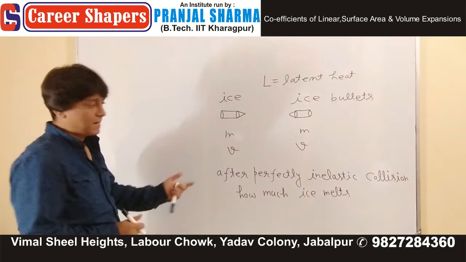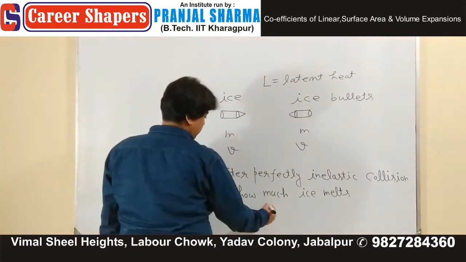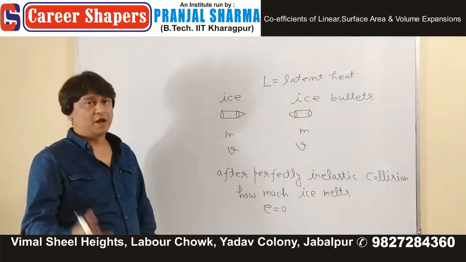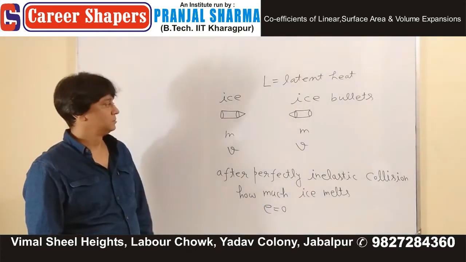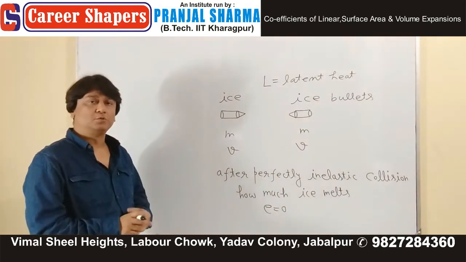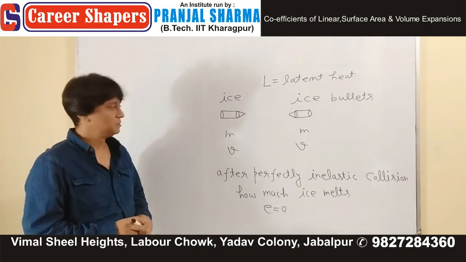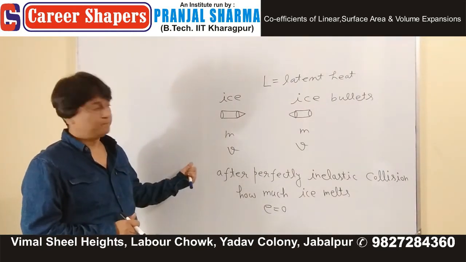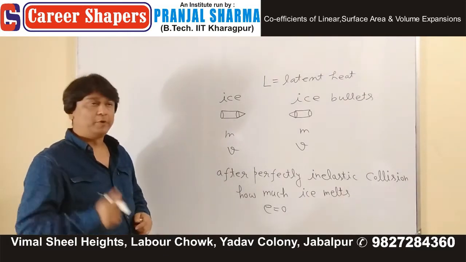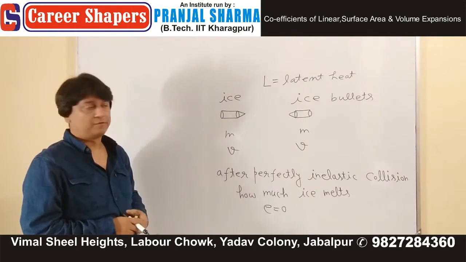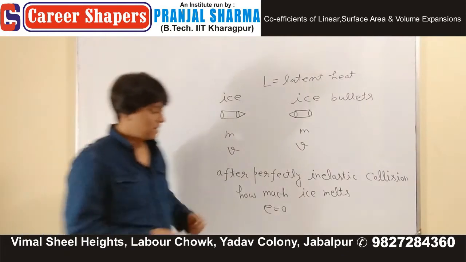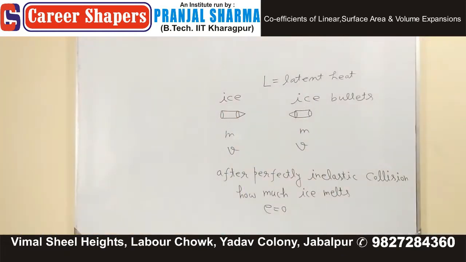So when you say perfectly inelastic collision, that means e is 0. This question is basically about how you mix two concepts from different chapters: the concept which you have from collisions, along with the concept of latent heat. Then only you can answer the question. So once I say perfectly inelastic, that means e is 0.